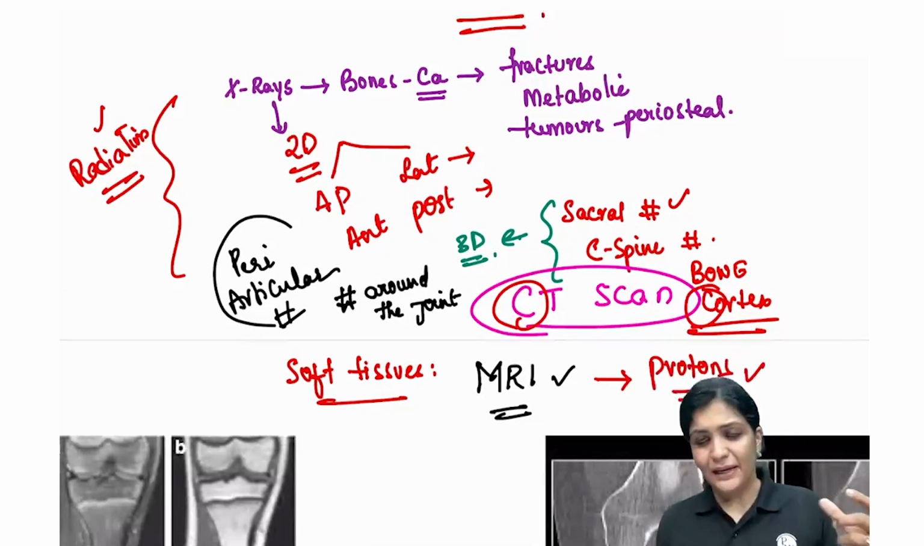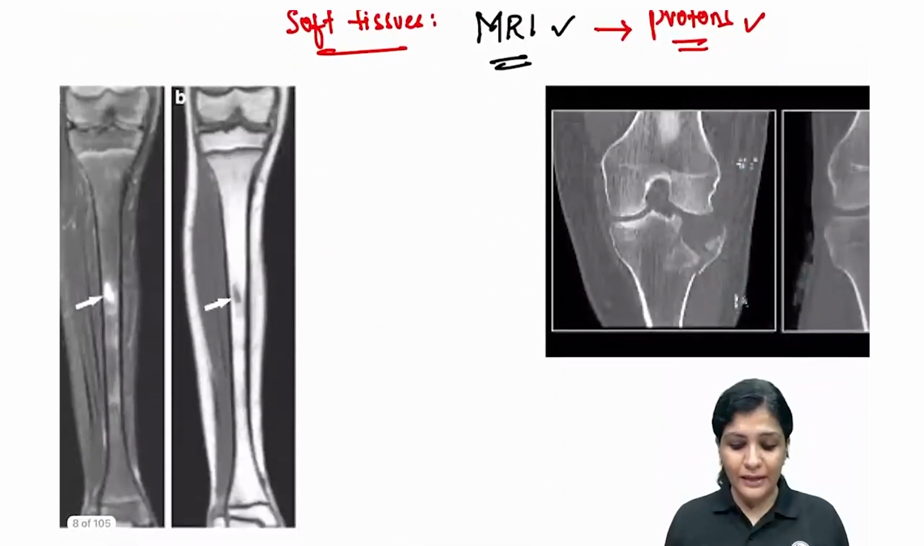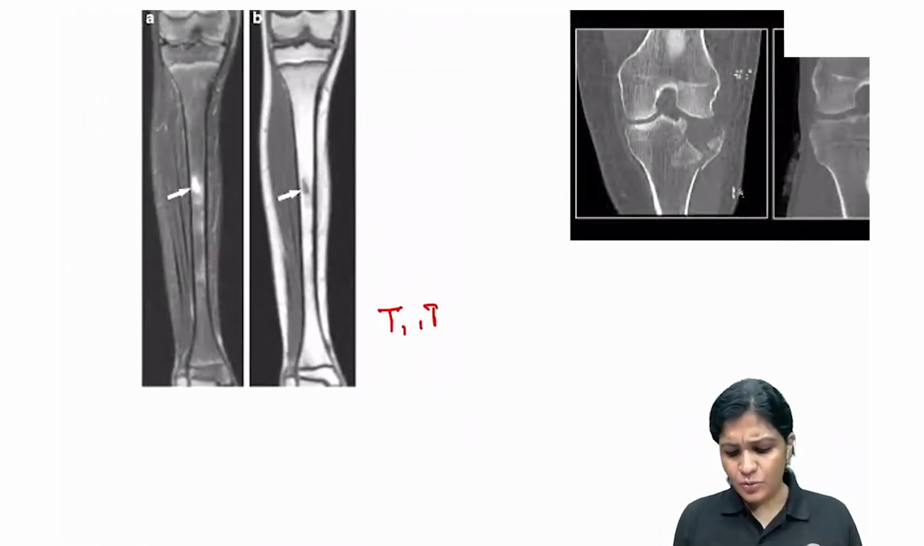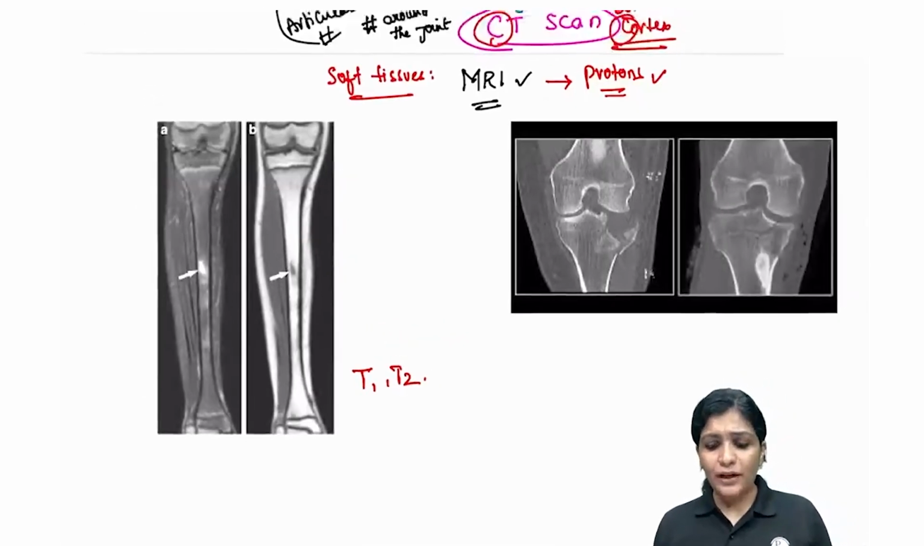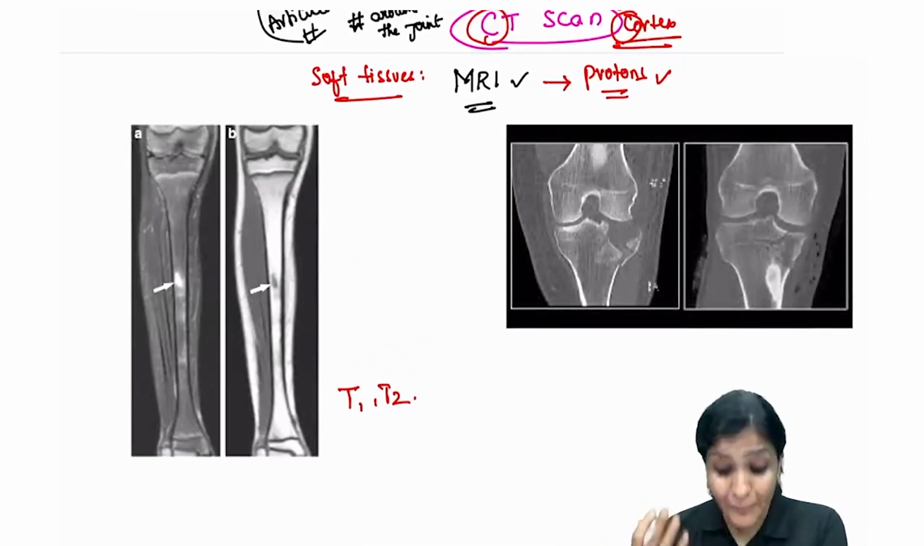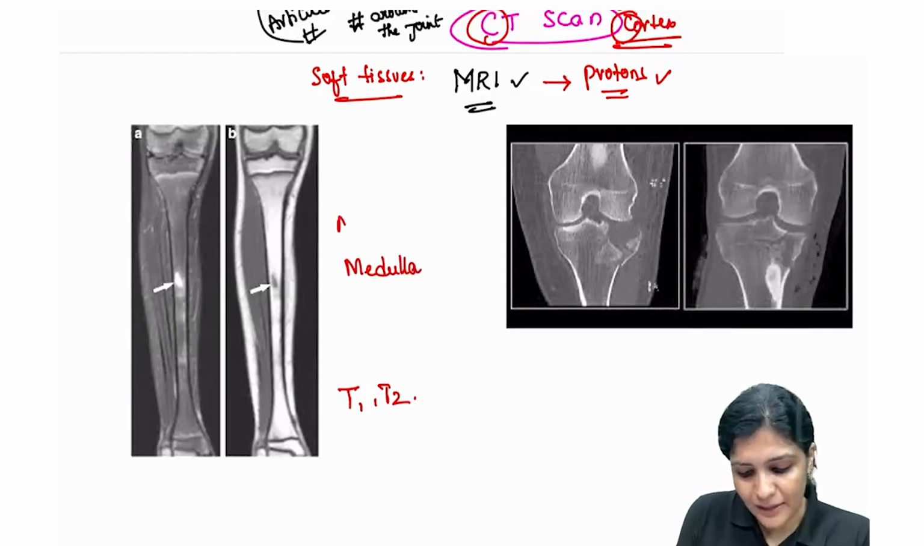It takes the help of the magnetic field, and then the alignment of the protons will result in 2 different images, as you all know, the T1 and the T2 images. So here you can read in depth about the soft tissues, like you can read about the medulla more in case of MRI. So remember, M for medulla, that is MRI.